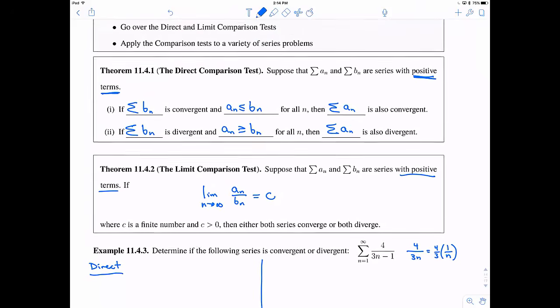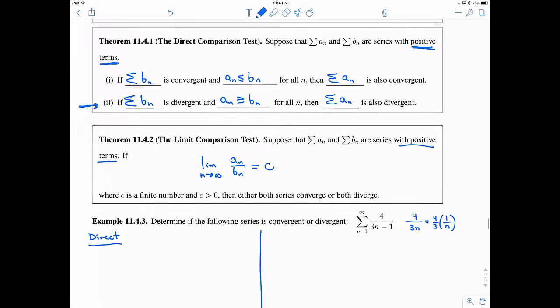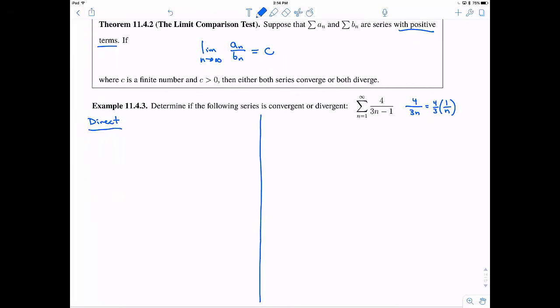Okay, so if I want to apply the direct comparison test, and my conclusion is something's divergent, well then I'm in this second case here, right? And the second case says that you need to go out and find a smaller thing that's divergent, and then the bigger thing diverges. So I'm hoping 4 divided by 3n is smaller. And if I can, and I know that diverges, so hopefully that will show that my series diverges.